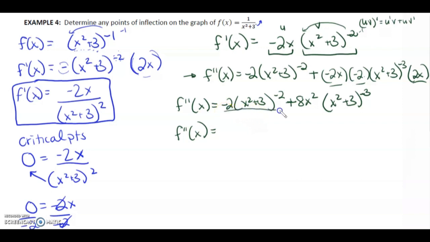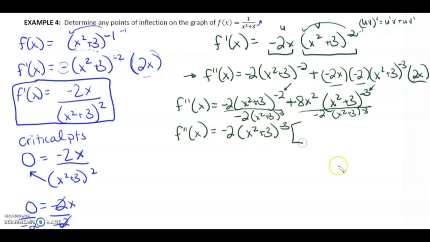So what we want to do is we want to factor out the biggest term out of the first term here and the second term here. We can factor out a negative 2 out of each of these terms. We can also factor out an x squared plus 3. And the rule is always take the lower exponent. So what's the lower exponent, negative 2 or negative 3? Well, it's negative 3. That's a smaller number. So our common factor is negative 2, x squared plus 3 to the negative 3. And then let's do what's left over. So those cancel out to a 1 on the top. So we have x squared plus 3 in the numerator. Then those cancel out. And then 8 divided by negative 2 is negative 4x squared.